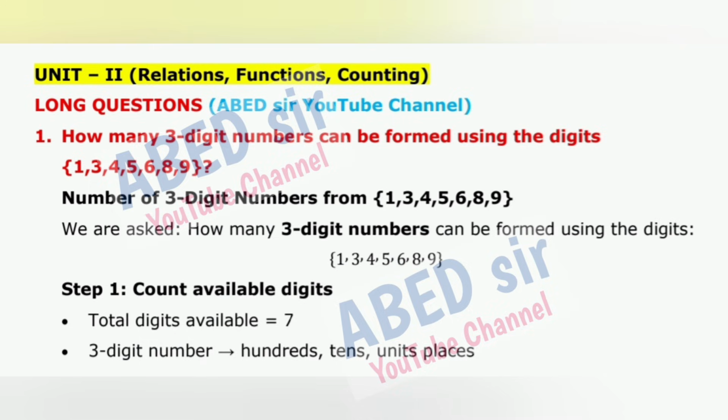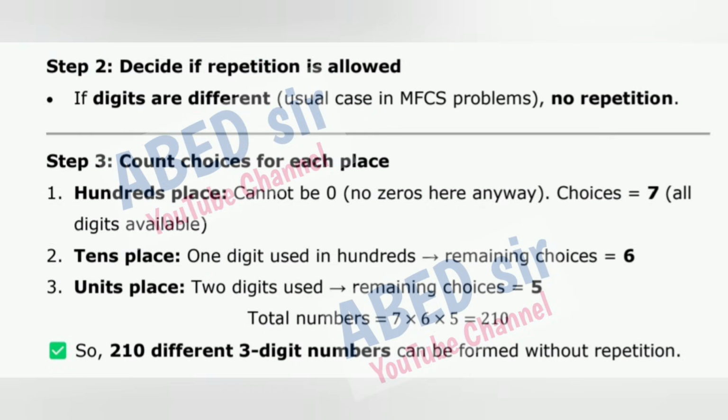A 3-digit number has hundreds, tens, and units places. Step 2. Decide if repetition is allowed. If digits are different, the usual case in MFCS problems, there is no repetition. Step 3. Count choices for each place. Hundreds place cannot be 0, but there are no zeros here anyway. Choices is equal to 7, all digits available.